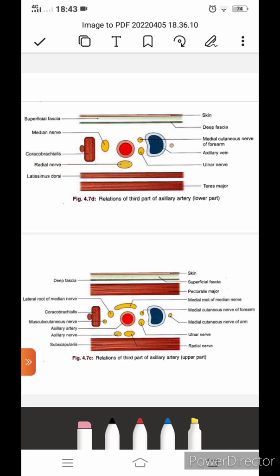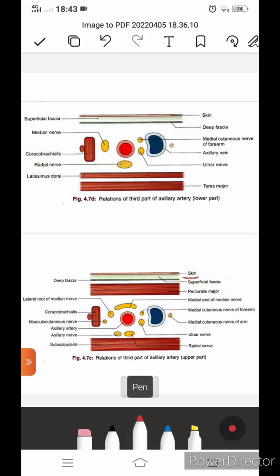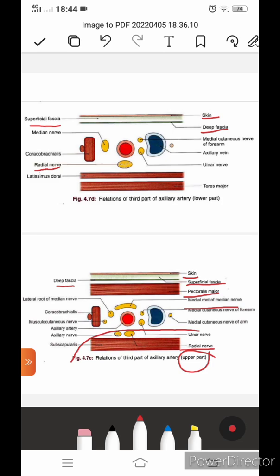Now let's see the relations of the third part of the axillary artery. The third part is divided into an upper part and a lower part. Here we can see that the skin, superficial fascia and deep fascia are present in both parts, but the pectoralis major muscle and the medial root of the median nerve are present only in its upper part. So this was the relation from the anterior aspect. Now let's see the relation from the posterior aspect. Here we can see that the radial nerve is present in both parts, and the axillary nerve and subscapularis muscle are only present in its upper part, whereas in the lower part there is the latissimus dorsi muscle as well as the teres major muscle.